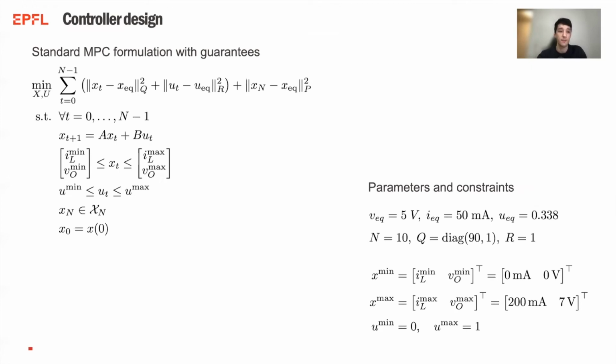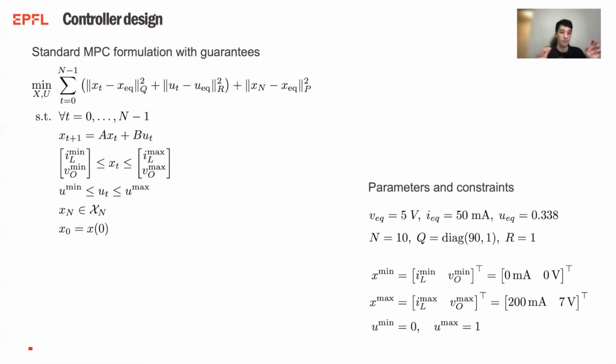Controller design phase: a very standard tracking MPC formulation with a quadratic cost with both terminal ingredients, the terminal cost and the terminal set constraint. By the way, this here was the maximal invariant set associated with the LQR policy. And box constraints for the states and the input. The parameters can be seen here on the right. Our prediction horizon was 10. Here are our weights. And let me draw your attention to the following constraint. We needed the inductor current to be within 0 and 200 milliamps. You'll see in a moment why.